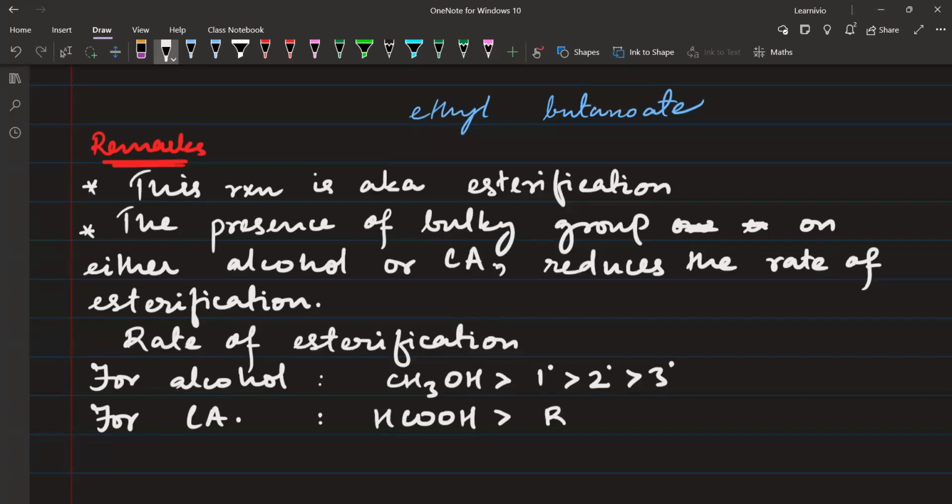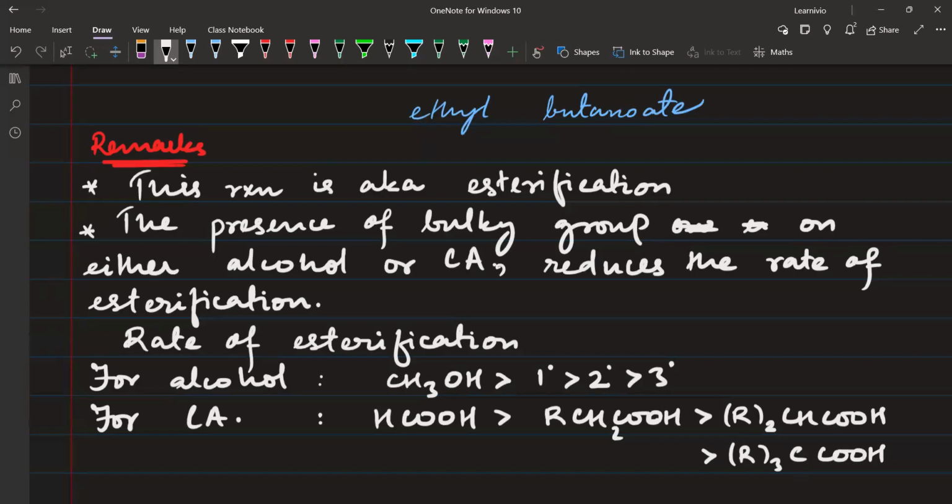For example, rather than RCOOH, I should write it like this: CH2RCOOH, which will be slower than R2CHCOOH, and this will be even slower than R3CCOOH. You can see that the alkyl groups are getting bulkier. So bulkiness is what is more important. You don't have to memorize these orders.